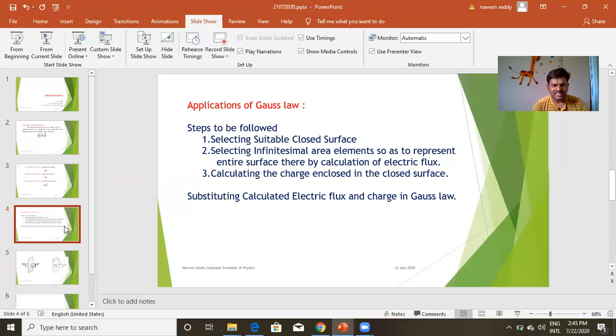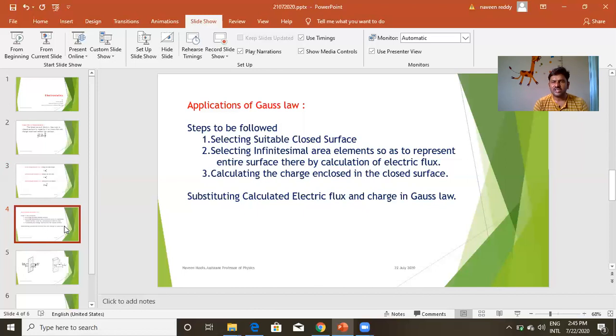Before entering the Gauss law application, I just wanted to give the steps involved in Gauss law, because Gauss law states that the total electric flux over a closed surface is equal to 1 by epsilon naught times the net charge enclosed in the surface. This is Gauss law. That means we need to select that closed surface, and we need to calculate flux, and we need to equate that flux to 1 by epsilon naught times the charge.